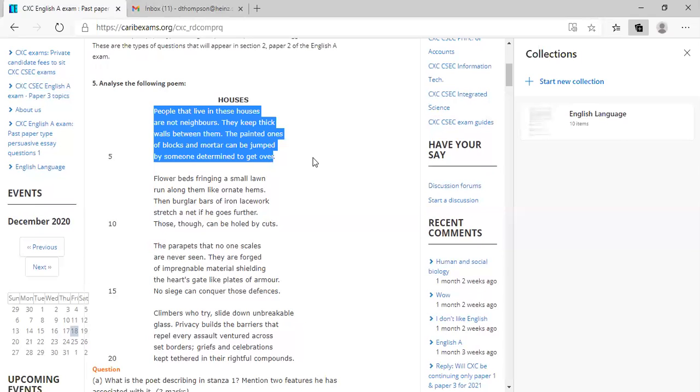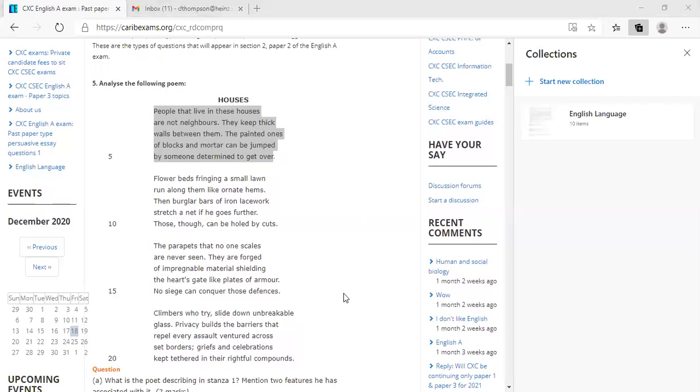Can someone describe what is happening in the first stanza? Let me pick on Arian. Tell me what you get from just hearing the title, houses, and what is being spoken of in the first stanza. I'm going to read it once and then tell you, sir. All right, I'll give you a moment.